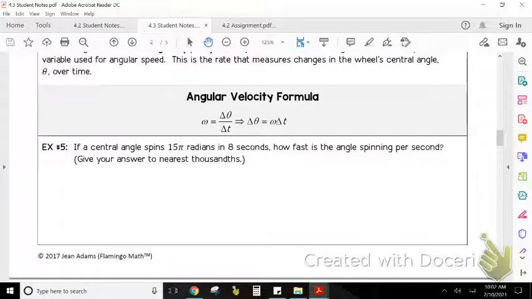So example 5 says if a central angle spins 15 pi radians in 8 seconds, how fast is the angle spinning per second? Give your answer to the nearest thousandths.